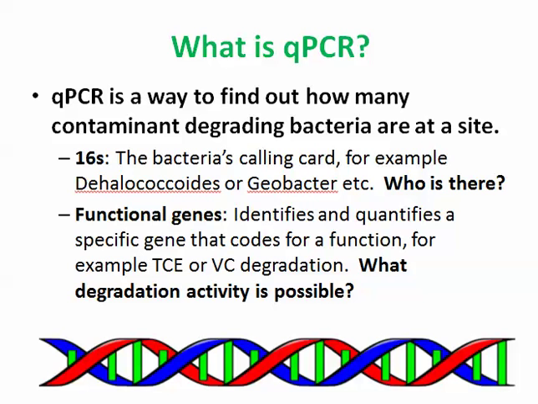So what's qPCR? qPCR is a way to find out how many contaminant-degrading microbes are at a site, and it comes in two different flavors. The first is 16S, which is a region of the bacterial DNA that tells you who it is. Second are functional genes. Functional genes essentially tell you what degradation activity is possible. So with qPCR testing, you can get who and what.